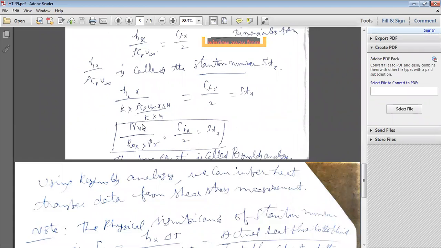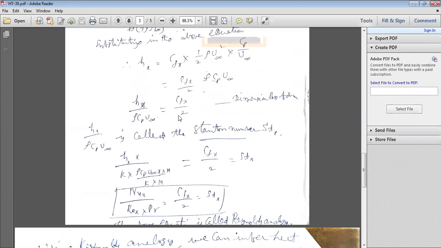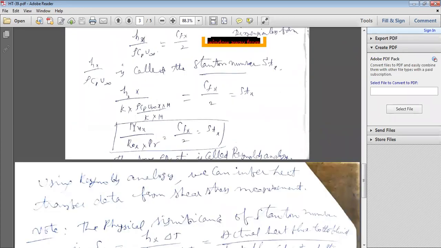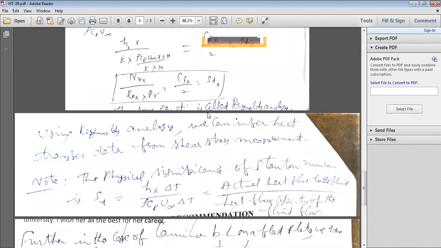You are analyzing the Nusselt number, Reynolds number, Prandtl number with the Stanton number. One value of the Stanton number is Hx by rho Cp into U free stream, that is one equation. The other equation, the Stanton number, you can write as Nusselt number by Reynolds number into Prandtl number. This relation is called the Reynolds analogy.